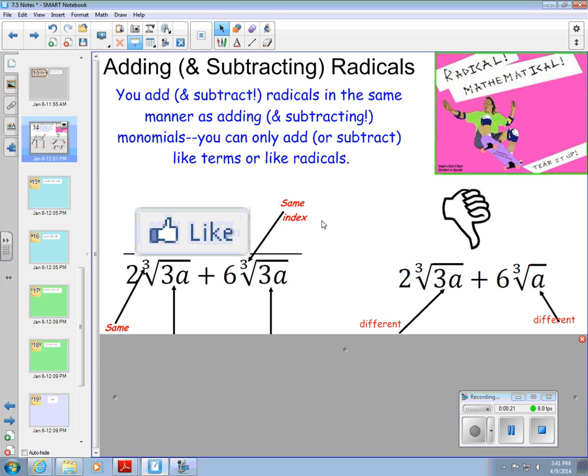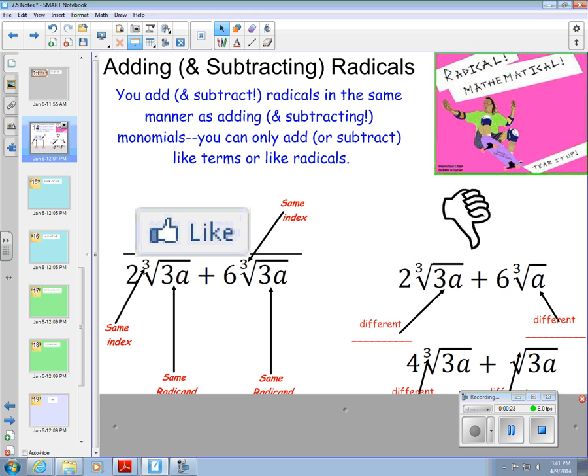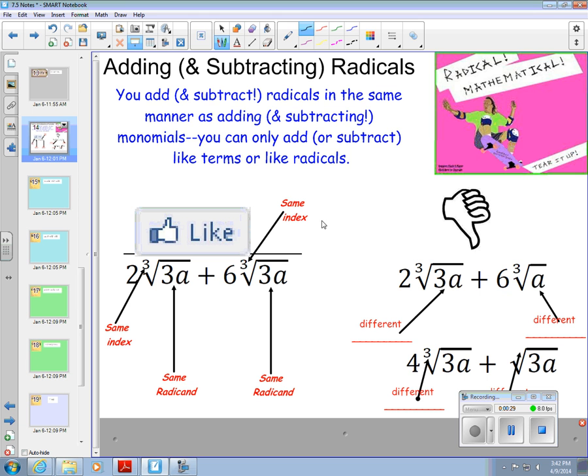All right, so if we look at a couple things here, notice we have like. When we say like, we mean that we have the same radicand. The radicand is what's underneath our radical. So we have a 3a here, a 3a here, and we have the same index. So we're taking the cube root of both. Because of this, we can add these two together.